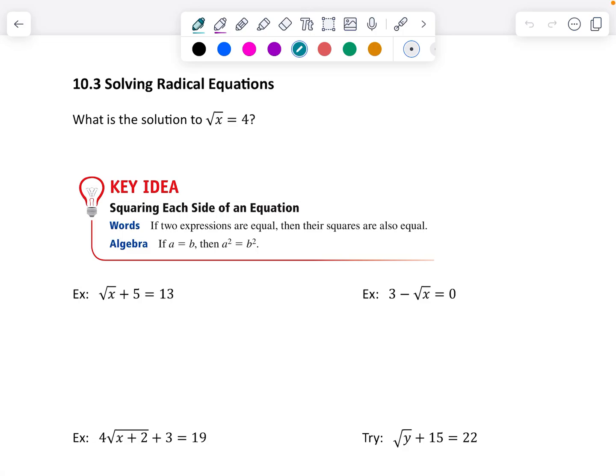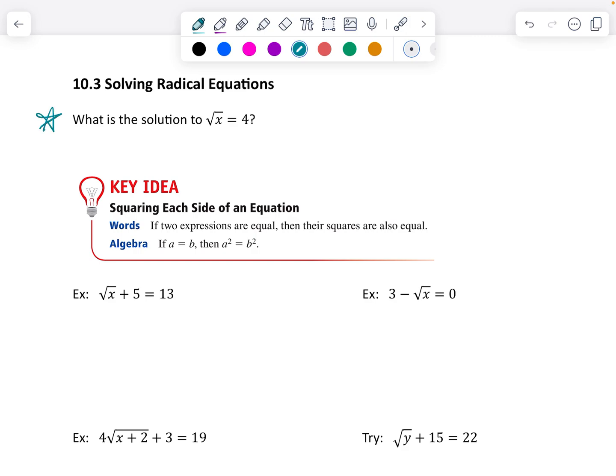We have our last set of notes for this next test on 10.3, solving radical equations. And you might wonder, why are we jumping to 10.3? But you'll see it's still solving equations, and it still has to do with radicals or square roots. Let's first look at this first question here.